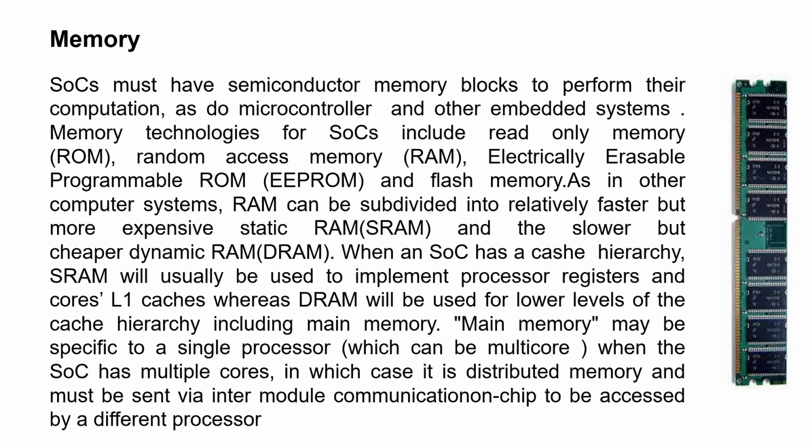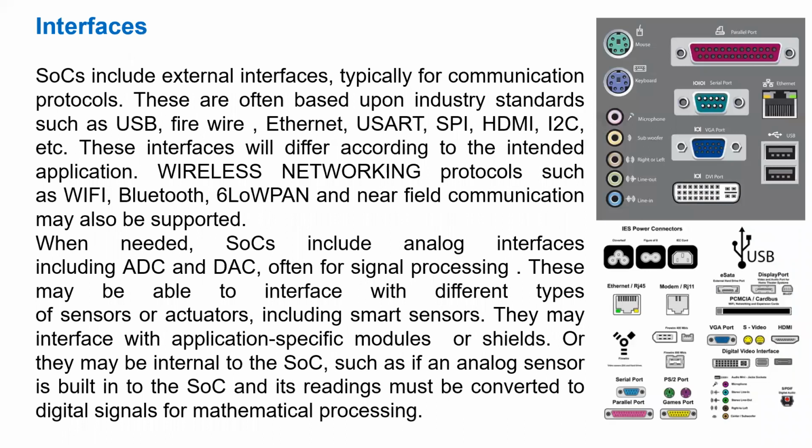Okay, so what you have to remember: ROM is there, RAM is there, SRAM is there, DRAM is there, EEPROM is there, flash memory is there. It may be a dedicated memory or it may be distributed memory, depending on the architecture of the SoC, whether it is a single core processor or multiple core processors. Okay, so this is all about the memory system which is present on your system on chip.